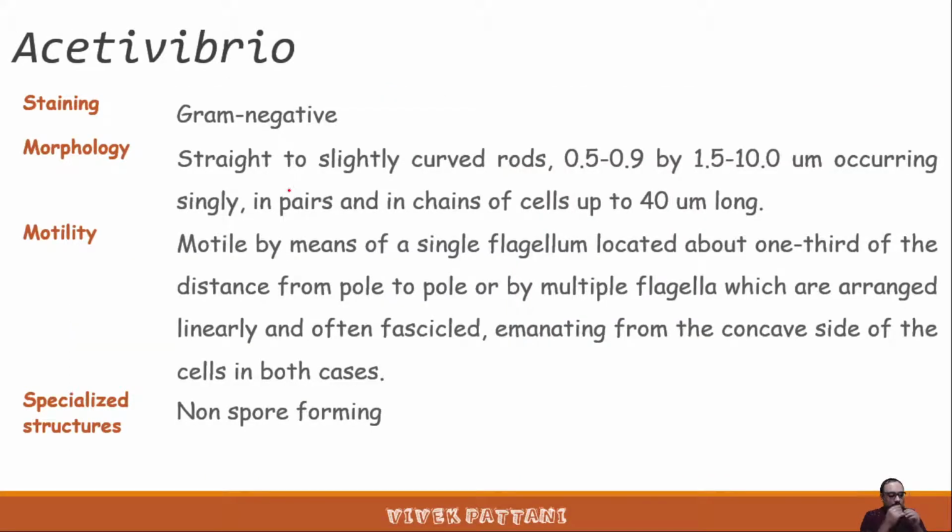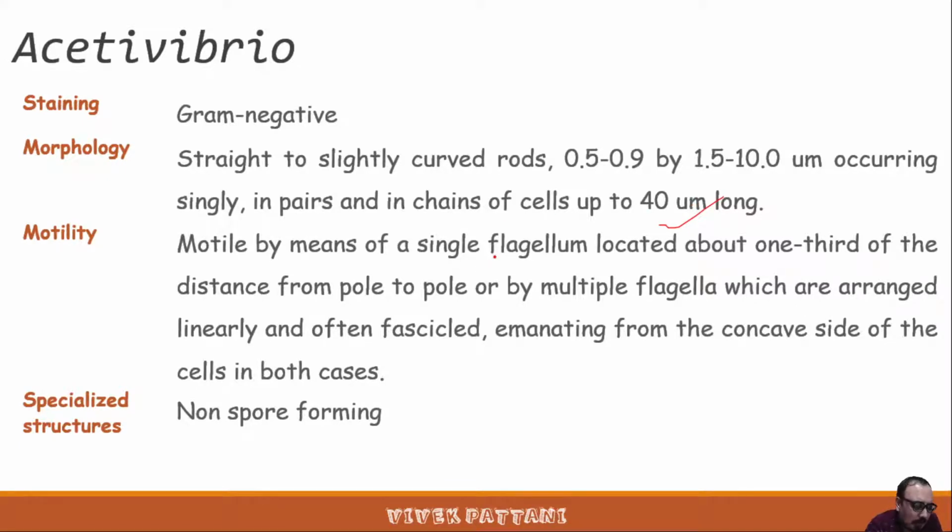Now, the next bacterium is Acetivibrio. As we are discussing gram-negative ones, they are slightly curved to straight, occurring in single pairs and some chains of cells up to about 40 micrometers long. Okay, chains are not the size of the cells.